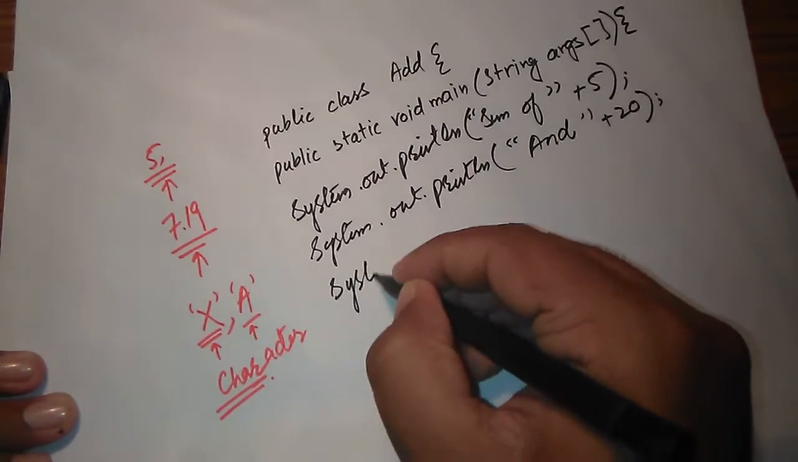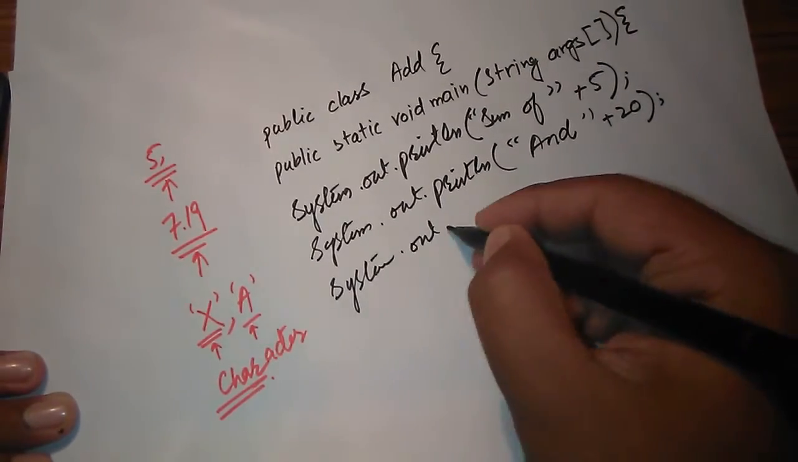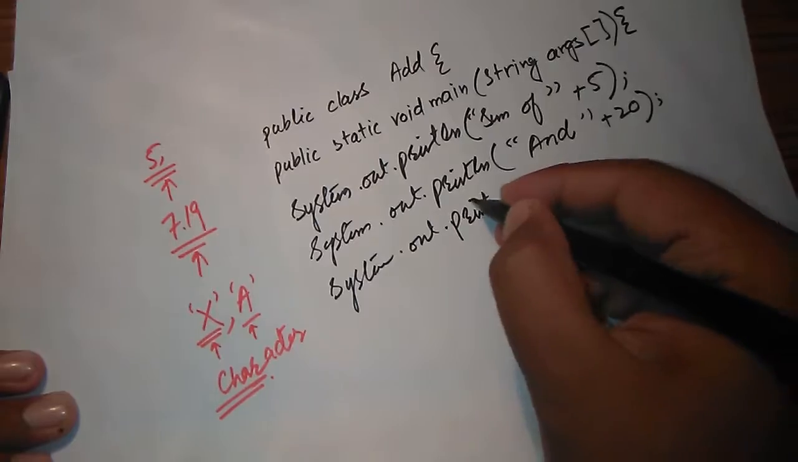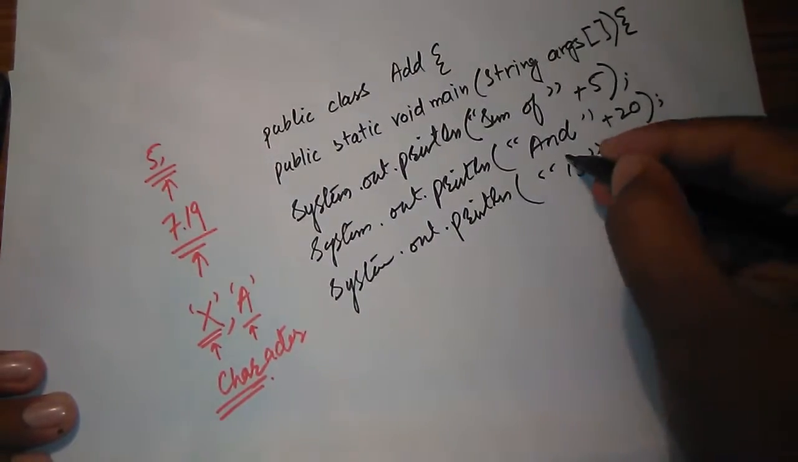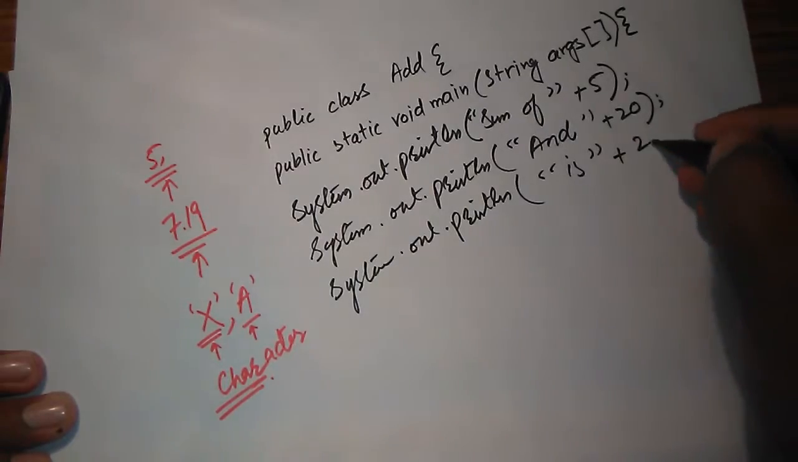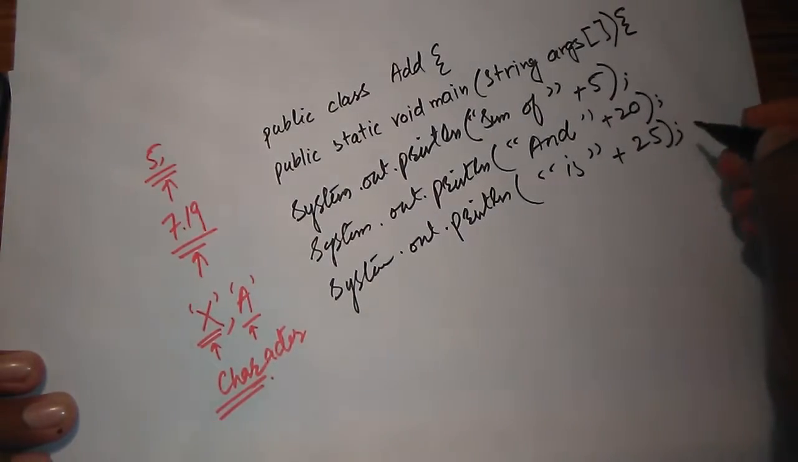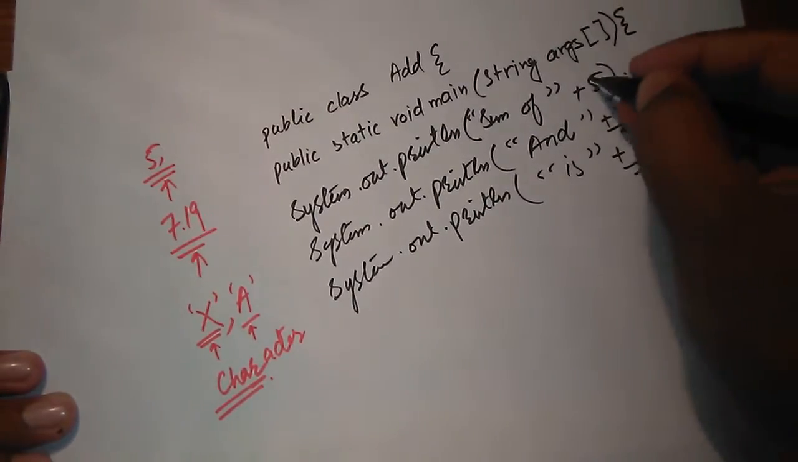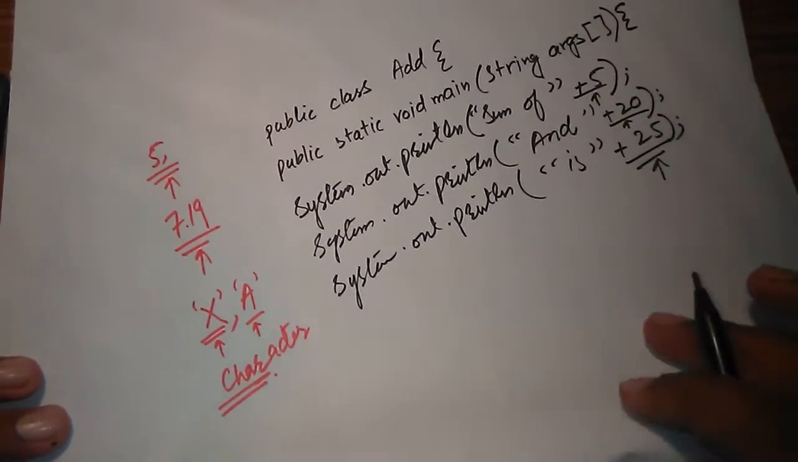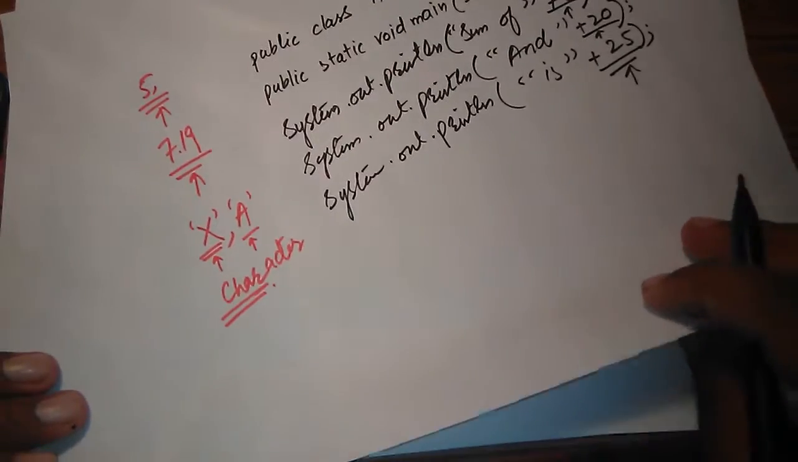I'm going here to write another statement, println "is" 25. Here you can see there is concatenation. I don't think I told it before. I'm going to tell you again.